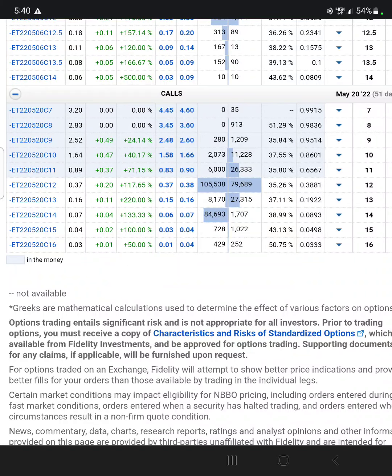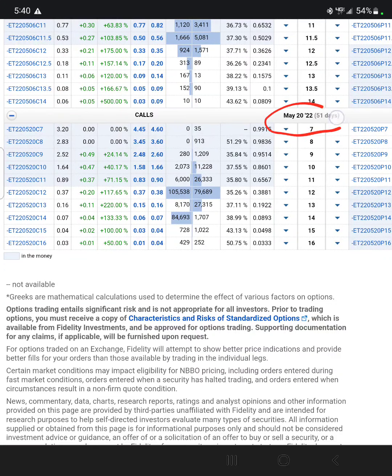So it looks like right here, with a May 20th expiration date, which is in 51 days, okay. The $12 strike, which is right here, there were 105,538 call options purchased with that $12 strike. So somebody somewhere knows something, that it's going to go up somehow.